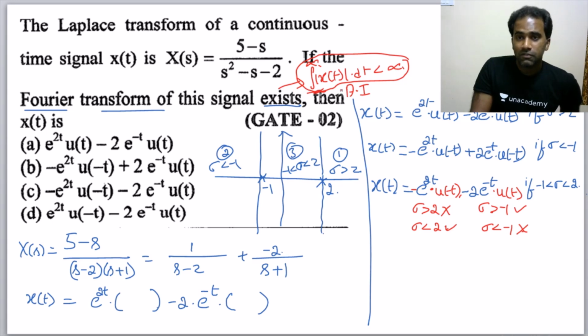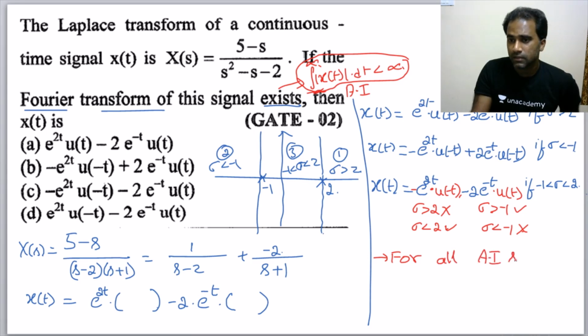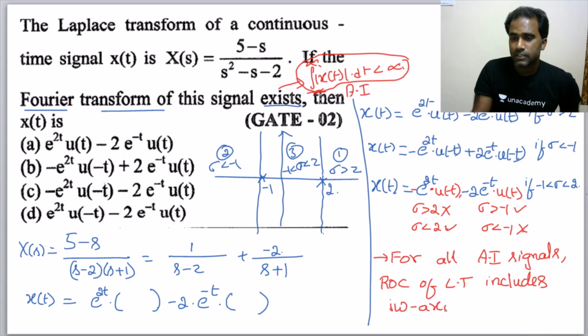Right. So whenever a signal has a well defined Fourier transform, we can say that it is absolutely integrable. For all absolutely integrable signals, AI means absolutely integrable, for all absolutely integrable signals, the ROC of the Laplace transform includes the j omega axis, or the sigma equal to 0 line.